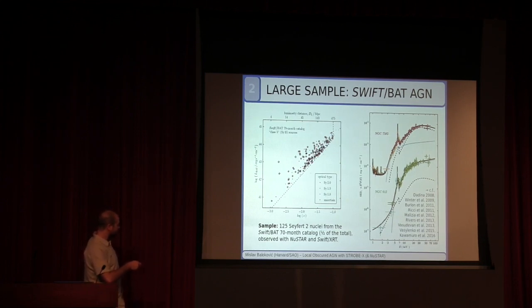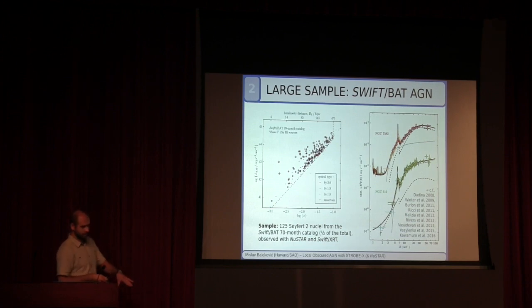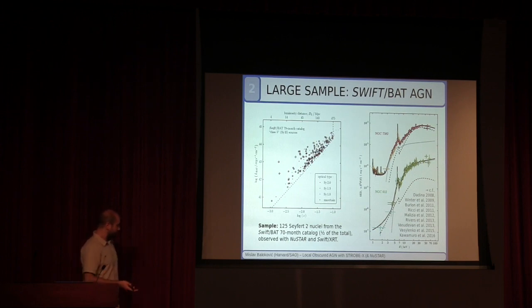So the circled examples here have been observed with NewStar. They produce, with NewStar and Swift XRT simultaneously, I should say. So this gives you a broadband snapshot for a single epoch. And these are some example spectra where you can see the quality that can be achieved with NewStar in about 20 kiloseconds. The same thing can be done with STROBE-X if my simulations are right.